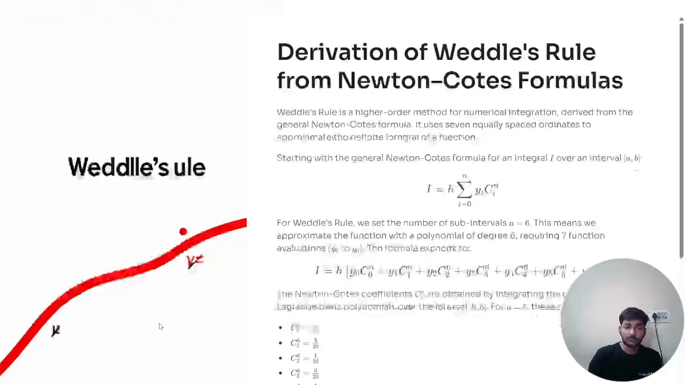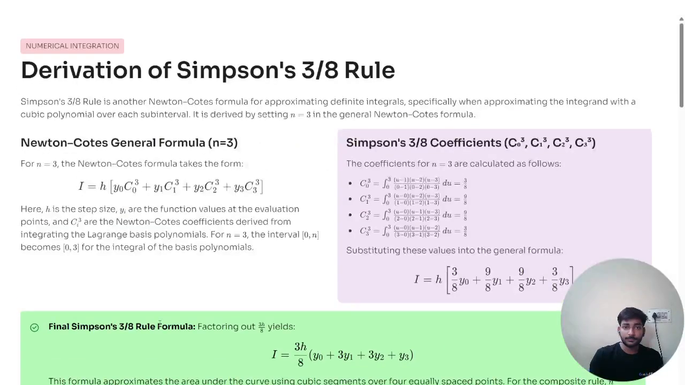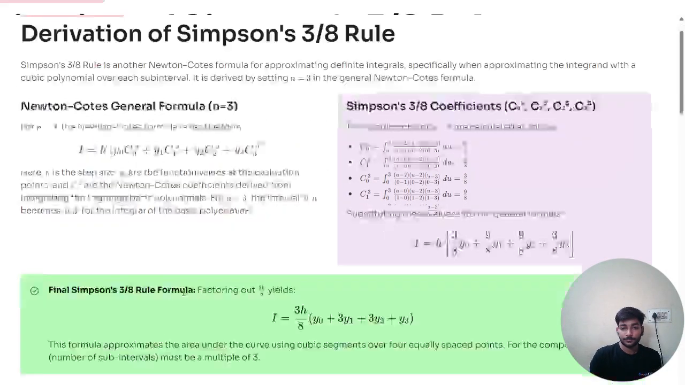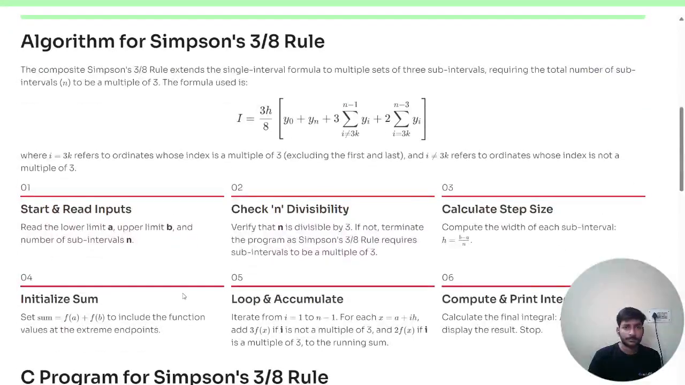Let's see the algorithm. First of all, we will start and read the value of a, b and n, and check if n is divisible by 3, then we will proceed ahead. Otherwise, we will terminate here, and then calculate the value of h, which is b minus a divided by n, and then the sum.